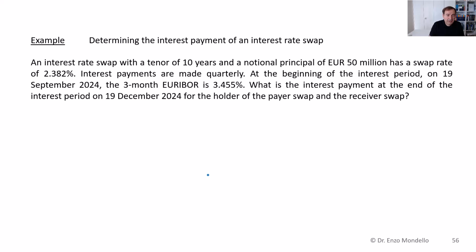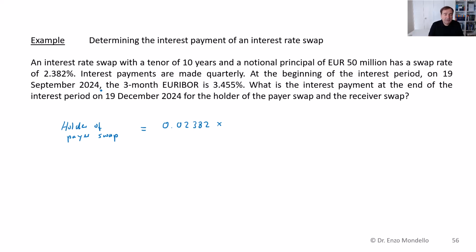The holder of the payer swap pays the swap rate. The swap rate is 2.382%. So I take here the holder of the payer swap. The swap rate is 0.02382. The number of days that we have in the interest period from the 19th of September to the 19th of December 2024 is 91 days.